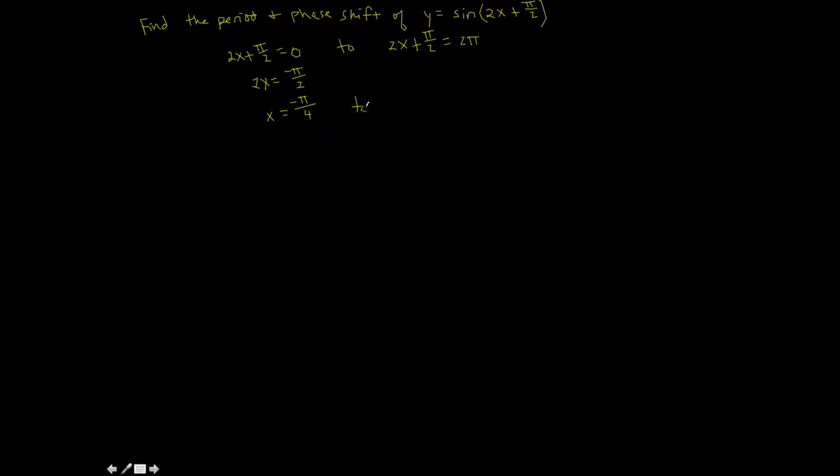So that's where one full cycle is going to begin, at negative pi over 4. What does negative pi over 4 represent? That is our phase shift.